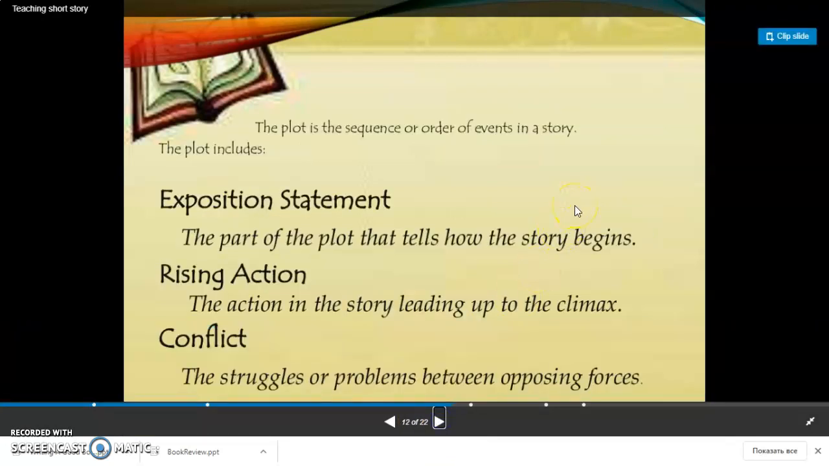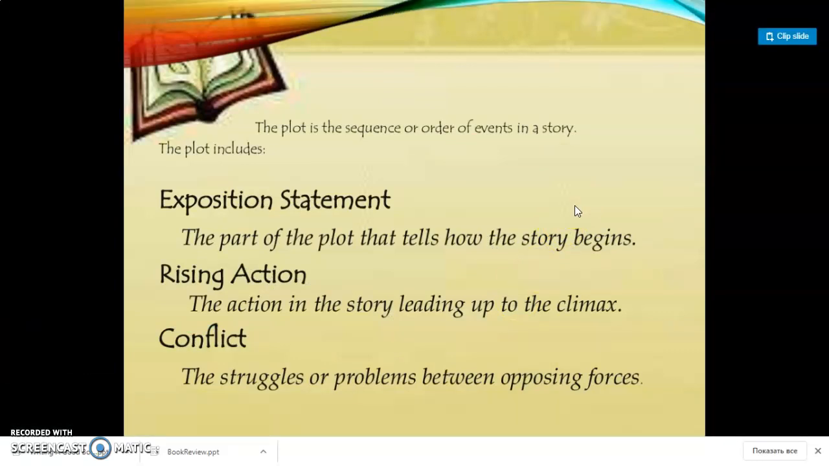The plot is the sequence or order of events in a story. The plot includes exposition, the part of the plot that tells how the story begins. As I mentioned before, how, when, where it was started, and it gives more specific information accordingly. And then we have the rising action in the story leading up to the climax. Conflict, the struggles or problems between opposing forces.